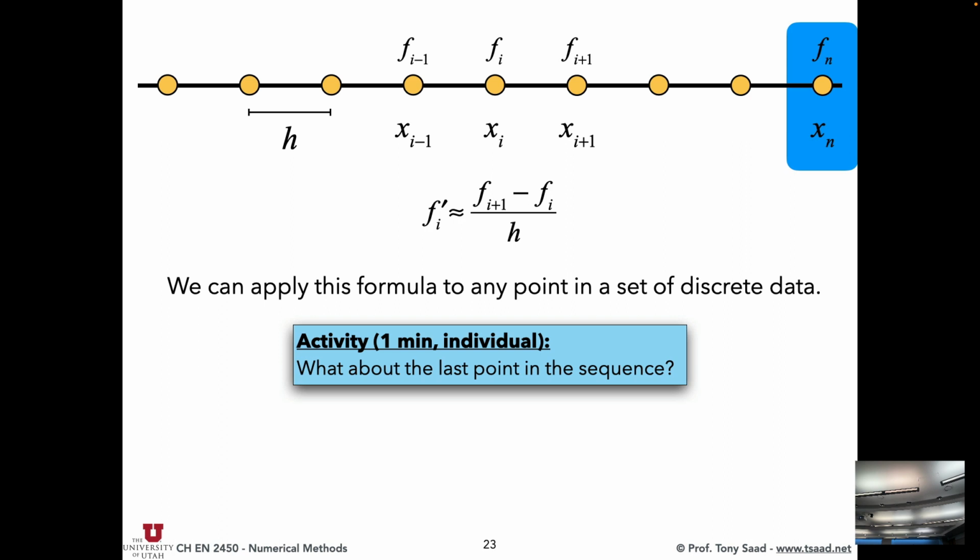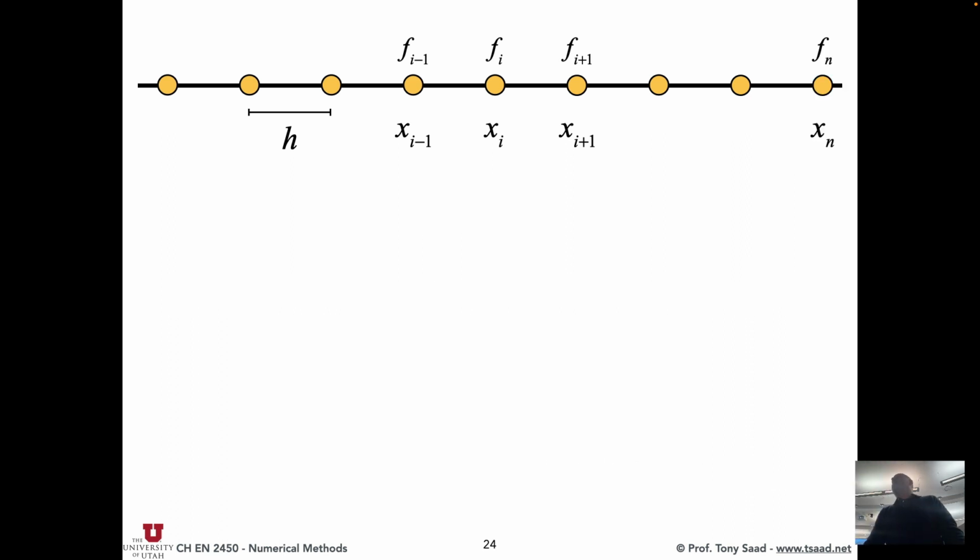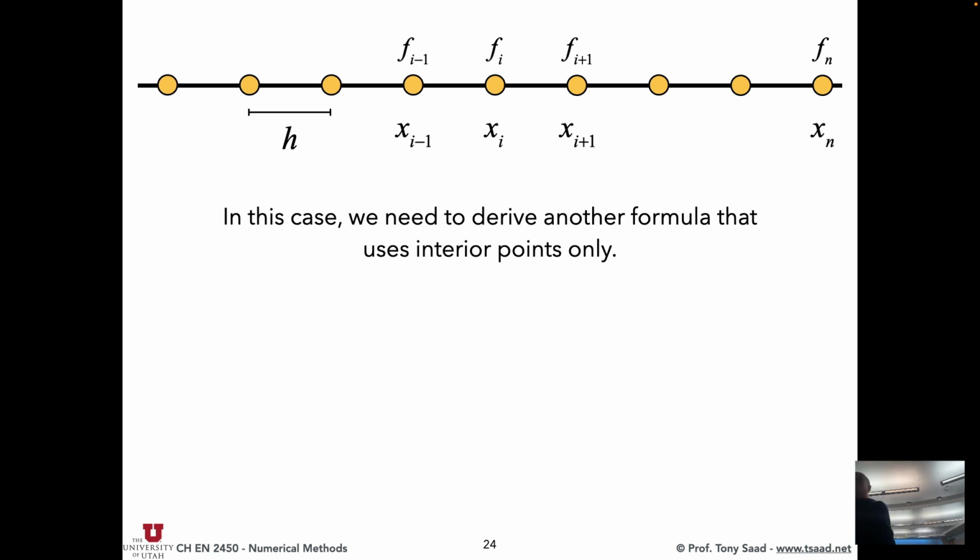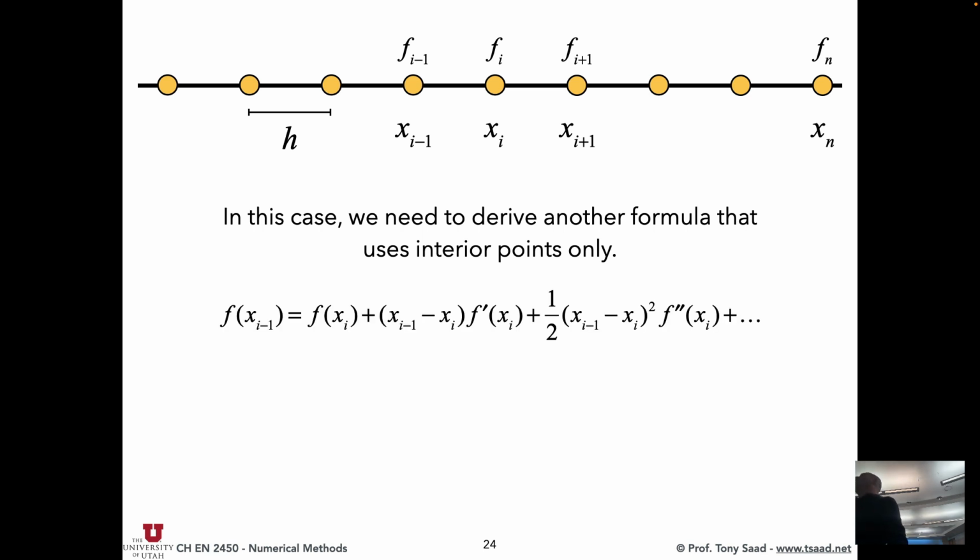So the derivative at point n, according to this approximation, is f n plus 1 minus f n over h. But there's no f n plus 1. Doesn't exist. It's not in the data. So what do you do in that case? What if we use n minus 1? Okay, so we need to develop another formula that is, rather than using a forward difference, maybe you can have a formula that uses a backward difference, right? And indeed, that's exactly what we will do. Okay? So in this case, we need to derive this other formula that uses the interior points only. And so we write the Taylor series. It all goes back to this Taylor series.